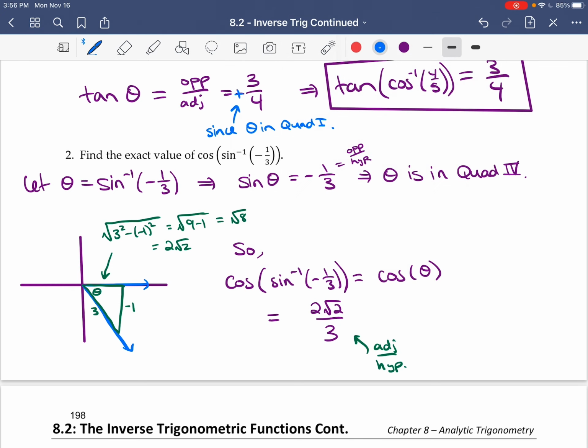And because I included the negative, I actually don't need to worry about this, but it is positive since cosine theta is positive when theta is in quadrant 4. So we don't need to worry about cosine being negative, so it's definitely positive. So let me just write it again. Cosine of sine inverse of negative 1/3 is 2 root 2 divided by 3.